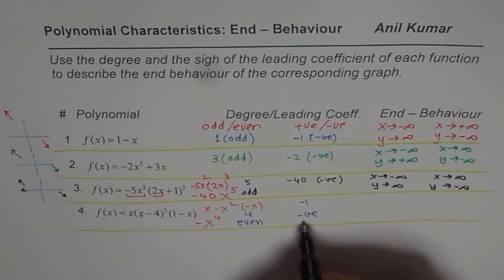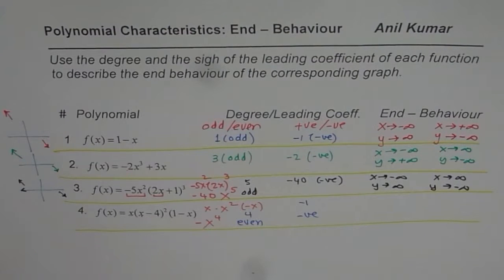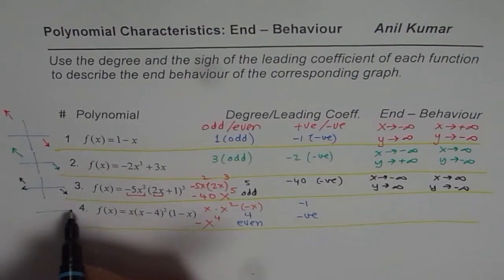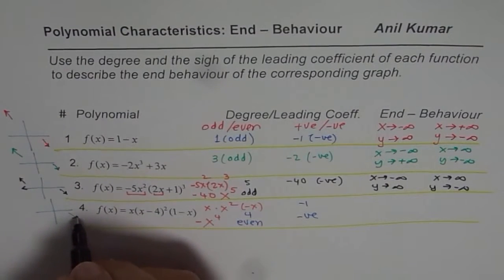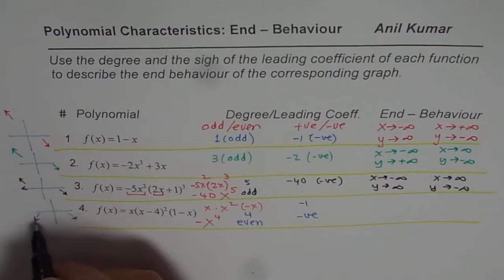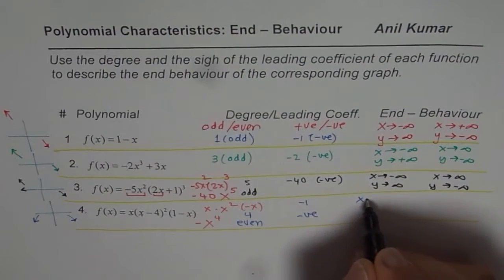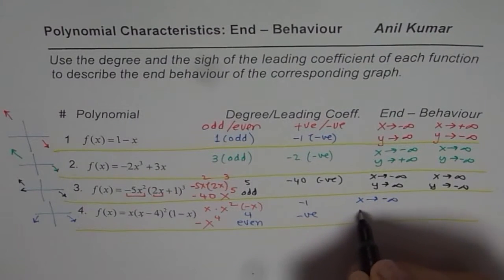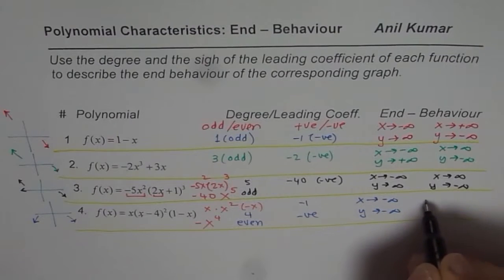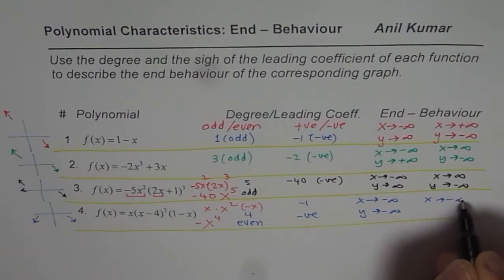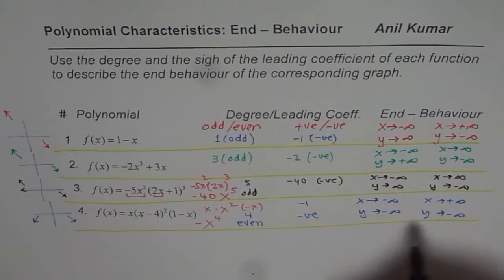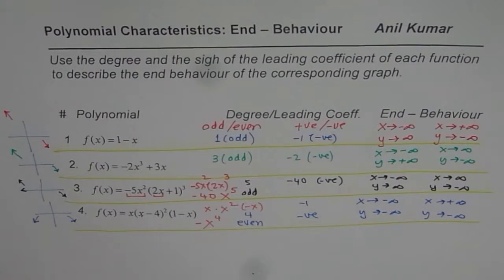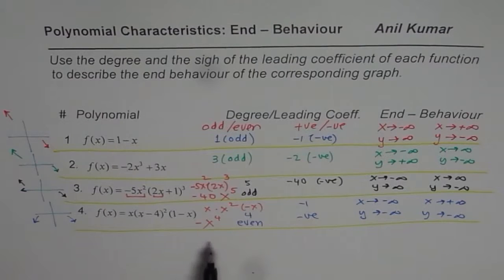Perfect. So negative means right side down. So let me sketch this characteristic also on the side. It really helps. Right side down, and even means both same ends. So now you can write the characteristics. When x approaches negative infinity, y approaches negative infinity, and when x approaches positive infinity, y approaches negative infinity. Both same sides. Do you see that? So that is how you can actually solve such a question.